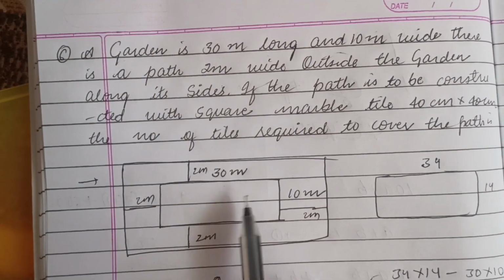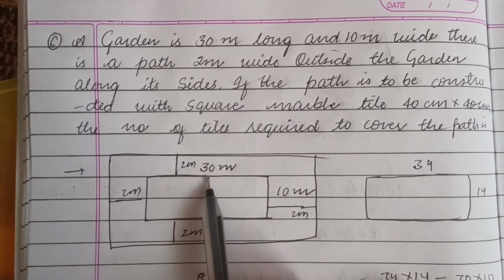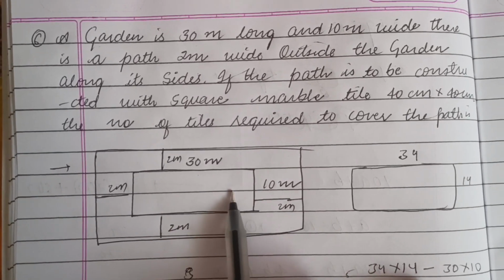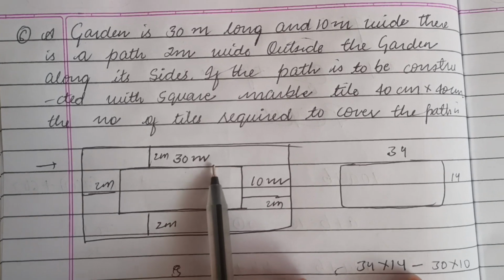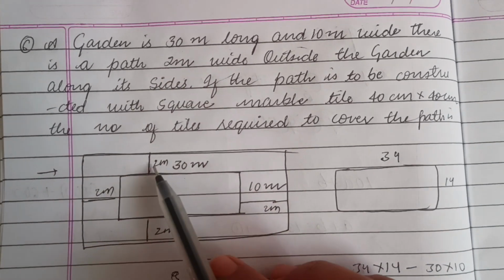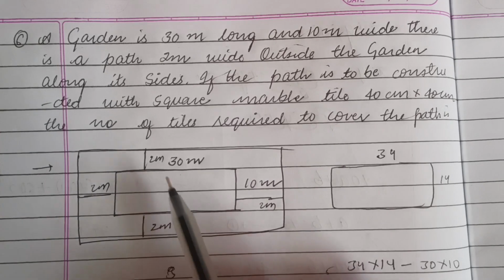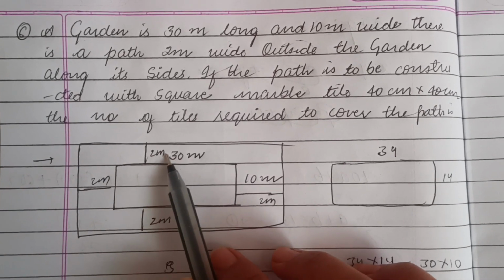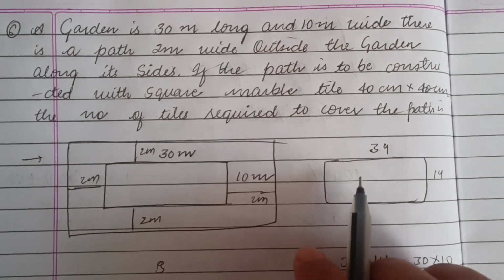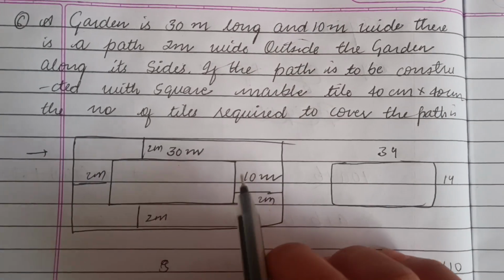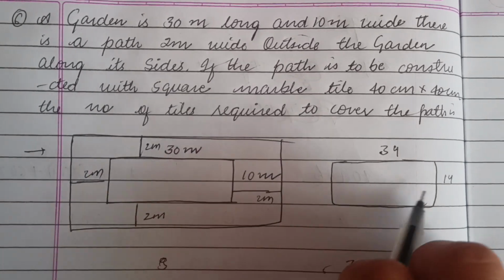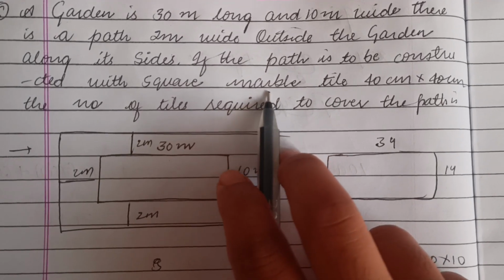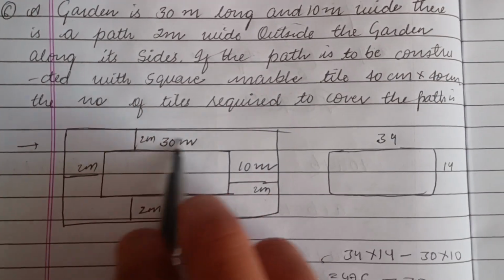Here initially there was a rectangular garden, 30 meters along the length and 10 meters wide. Then they decided to build the path outside it, so they extended 2 meters along the length and along the breadth. If I increase it by 2 meters on both sides, it will be expanded to 34 meters, and along the breadth it will become 14. We need to find how many square marbles are required to cover that path.